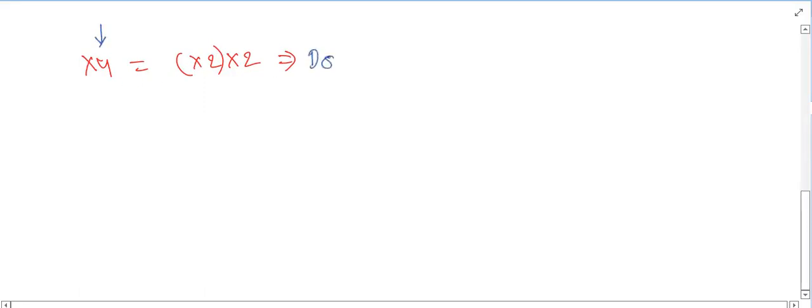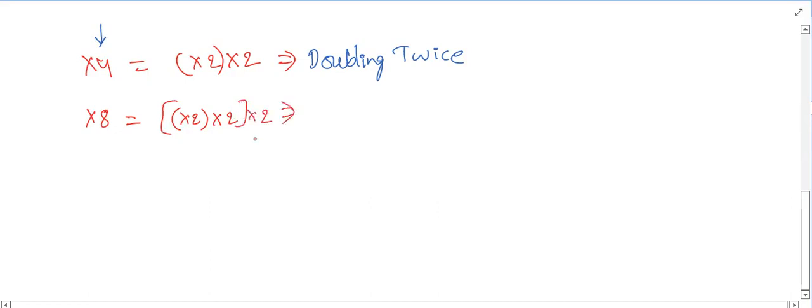We can double twice. Multiplication by 4 is nothing but doubling a number 2 times. Similarly, what is multiplication by 8? Into 2, after that into 2, after that into 2. Yes or no? Yes, sir. So what can we call this? Doubling a number 3 times, so doubling thrice.